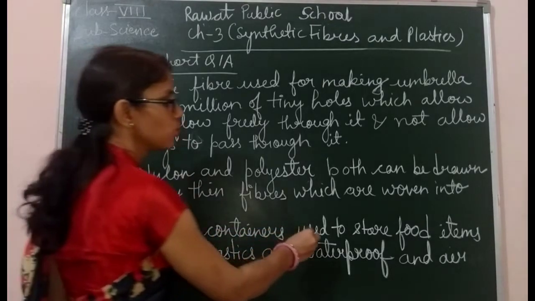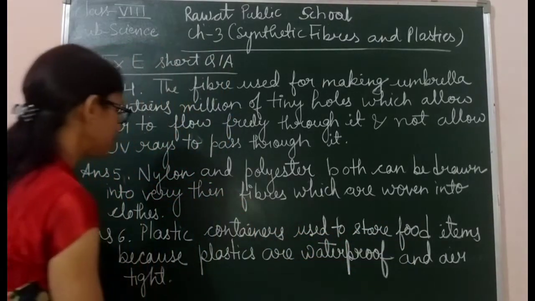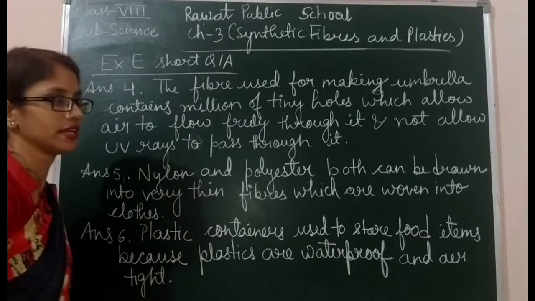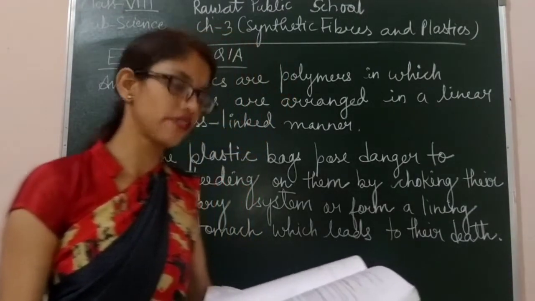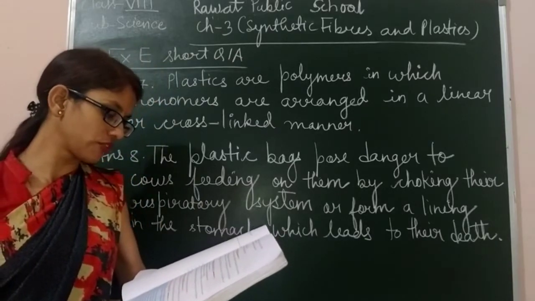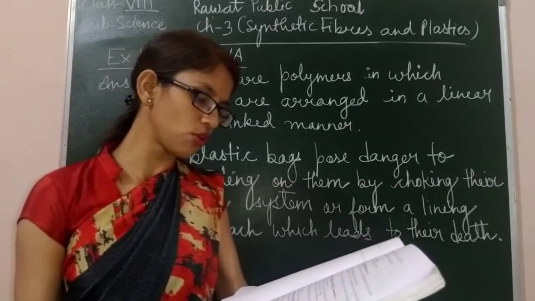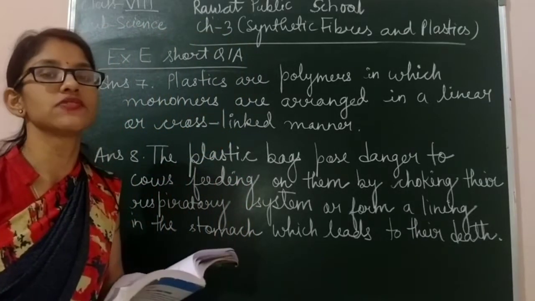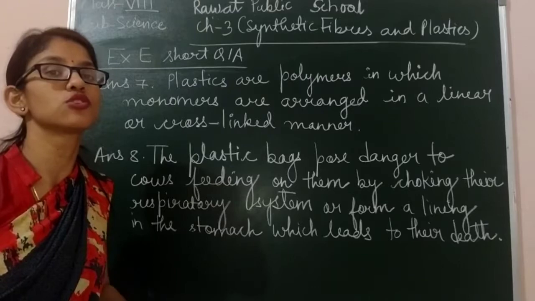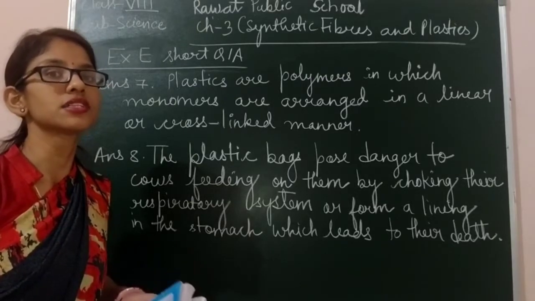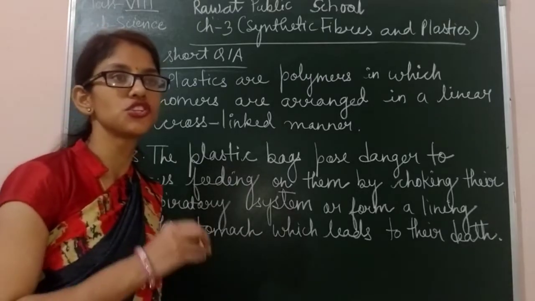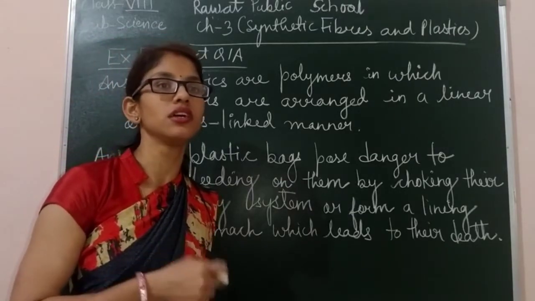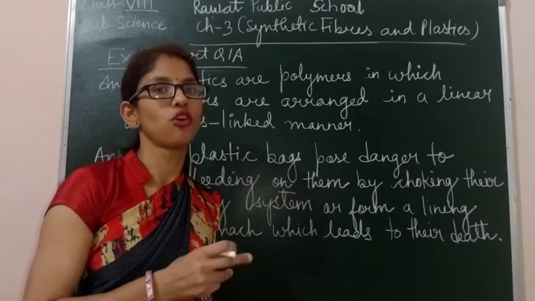Plastic containers are used to store food items because plastics are waterproof and airtight. So student, next question 7 is, what type of linking is found among the units which make up plastics? As we have discussed, plastics are also polymers, and in this the monomers can be arranged either in a linear form or in a cross-linking form.